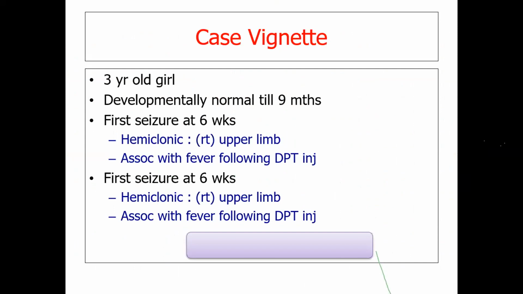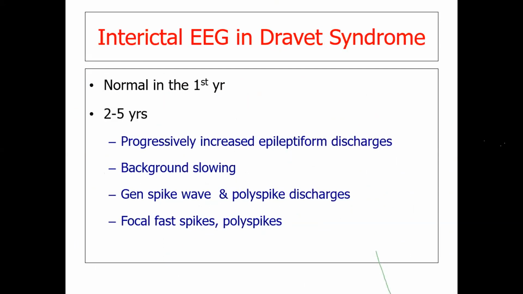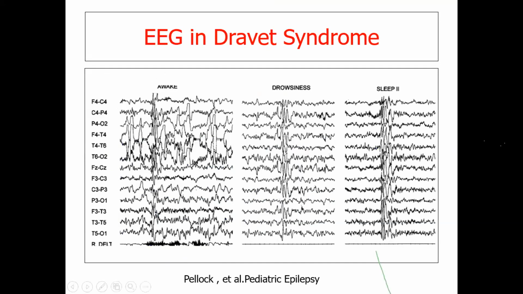A child with Dravet syndrome who has initial febrile followed by afebrile seizures, and later the EEG worsens, has generalized spike waves and polyspike discharges. And this is a characteristic EEG of a Dravet syndrome.